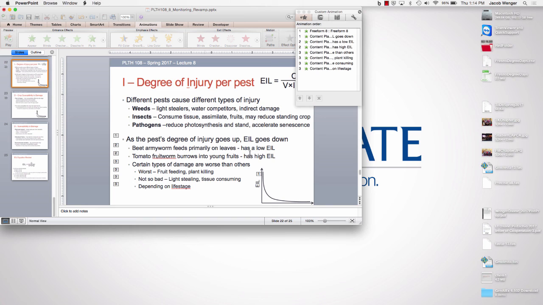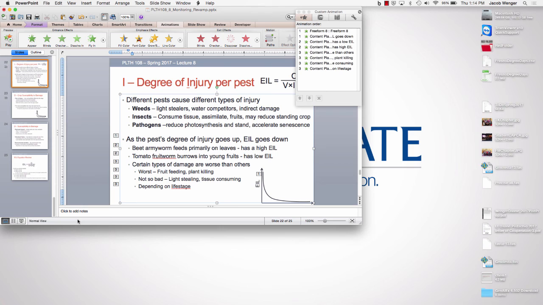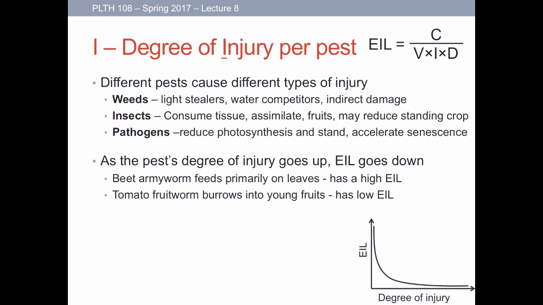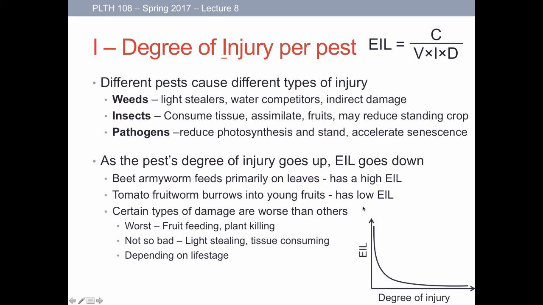This is the challenge with high versus low, right? So with a beet armyworm, we would have a higher EIL. We could tolerate way more beet armyworms in this system, whereas with a tomato fruitworm, we'd have a low economic injury level. We don't want to tolerate very many of them at all. And so just fundamentally from that, certain types of damage are way worse than others. Generally, anything that attacks the fruit or completely kills the plant is the worst, sort of like a tomato fruitworm or Huanglongbing in citrus. Those sorts of things are the very worst. And then you have things like light stealers, tissue consumers, that are bad but can be tolerated at much higher levels than the particular direct damage type pests are.